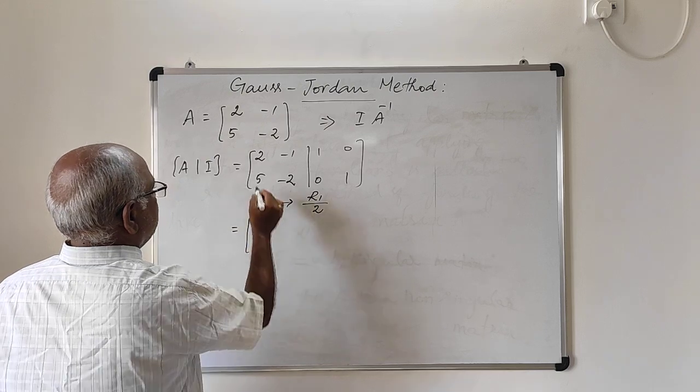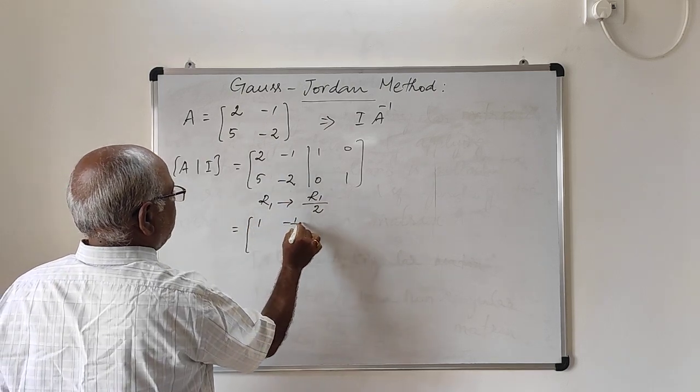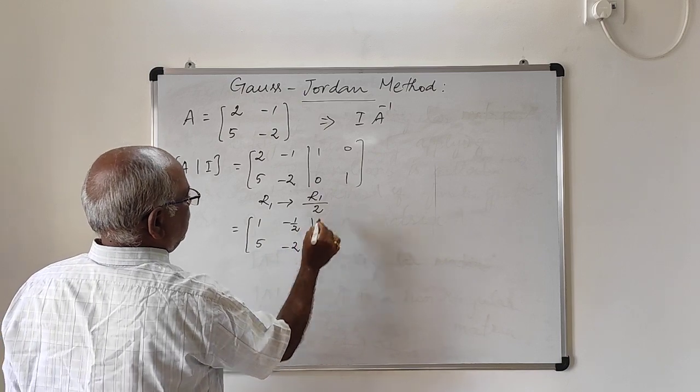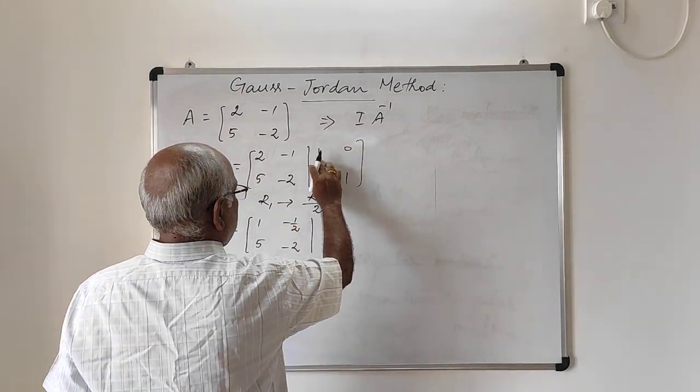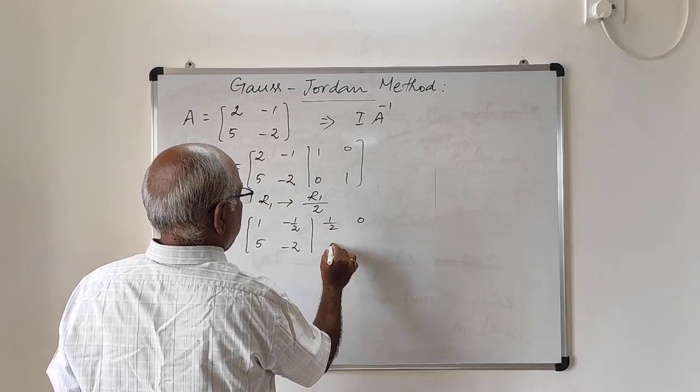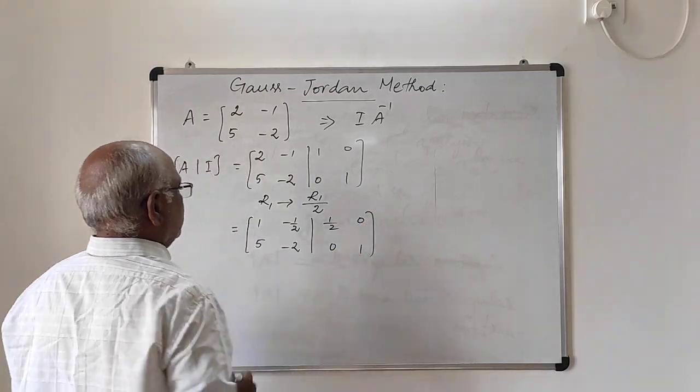So what do you get? 2 by 2 is 1, minus 1 by 2. The second row, 5, minus 2, you keep as it is, and divide the corresponding first row elements by 2: 1 by 2, 0 by 2 is 0. This is our first step.